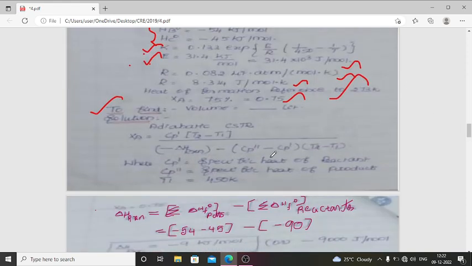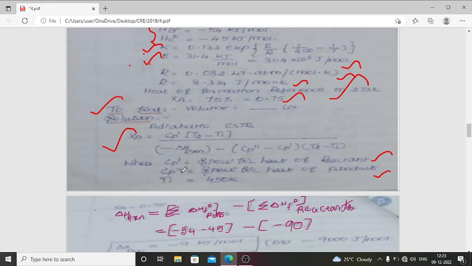So for the adiabatic CSTR, the conversion equation is Cp dash into (T2 minus T1) by minus delta H reaction minus (Cp double dash minus Cp dash) into (T2 minus T1). In this expression, Cp dash is the specific heat of the reactant, and Cp double dash is the specific heat of the product. T1 is 450 Kelvin.